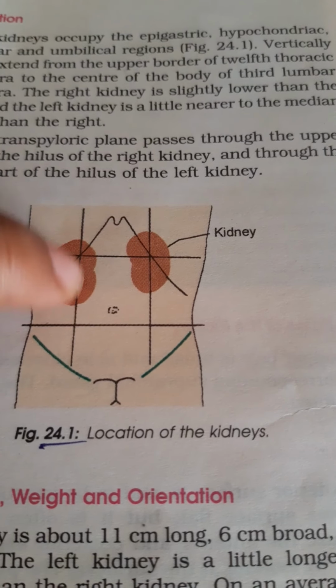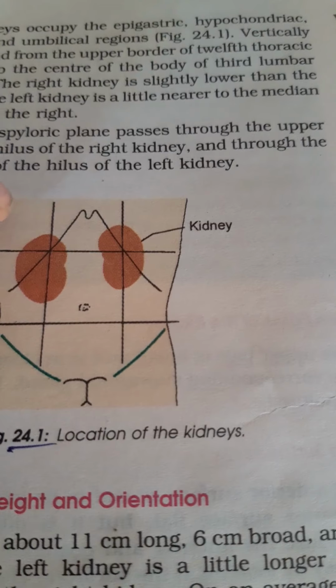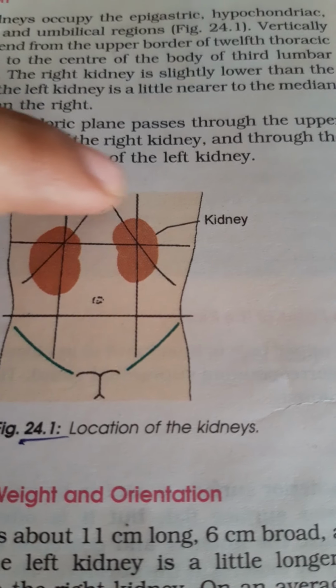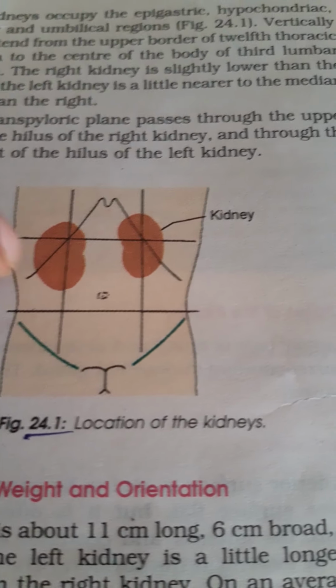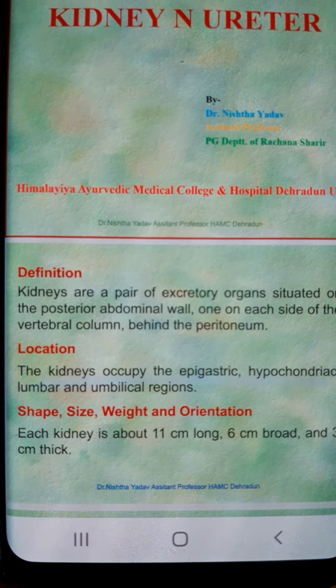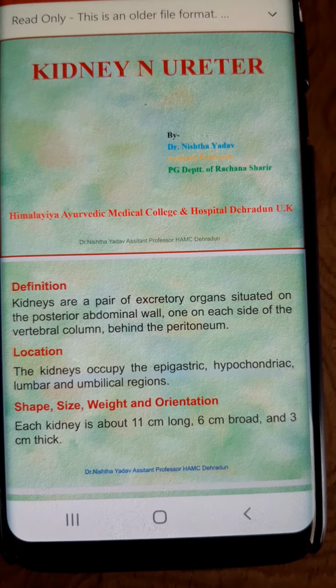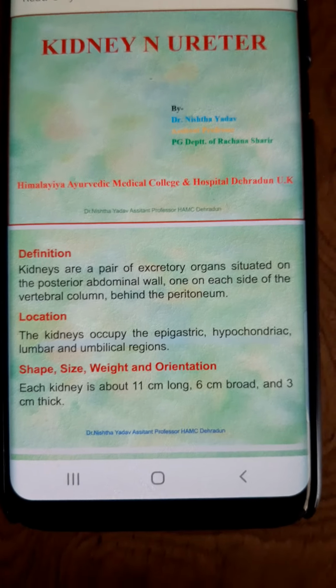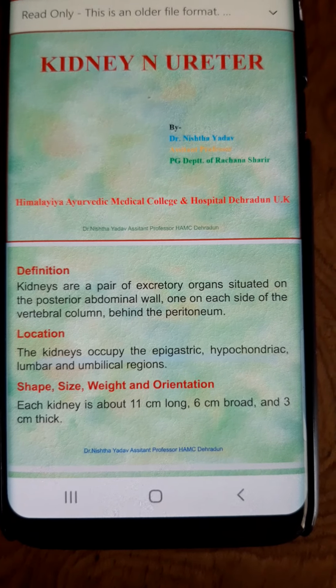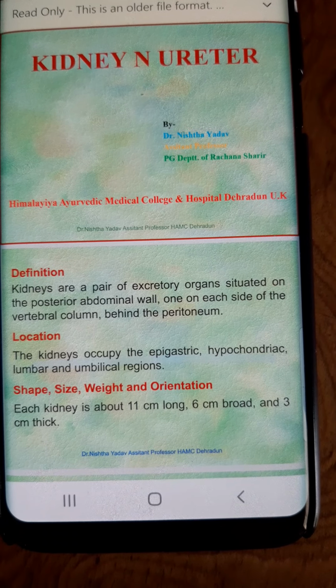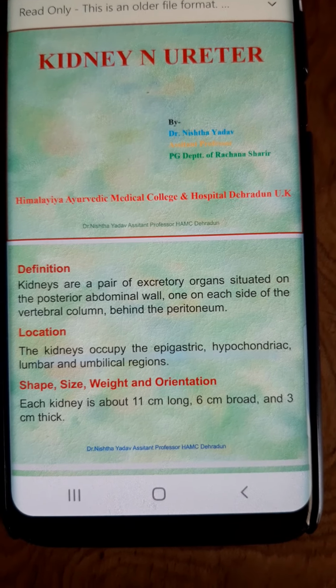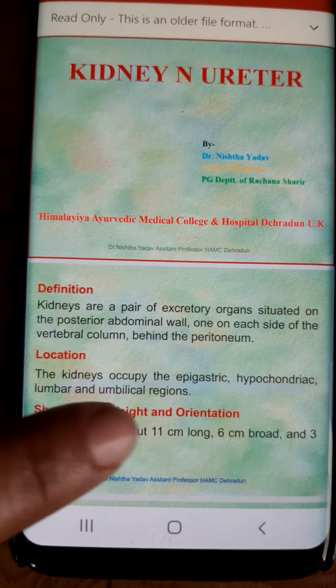The right kidney is slightly lower than the left kidney, probably because of the liver situated above it. The function of the kidney is to excrete the waste products and maintain the pH of the blood. Size and shape: it is 11 centimeters long, 6 centimeters broad and 3 centimeters thick. It weighs about 150 grams in males and 135 grams in females.